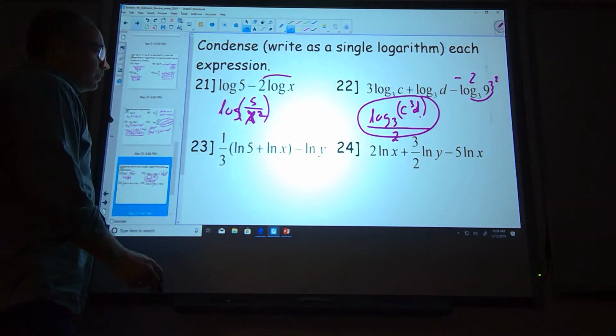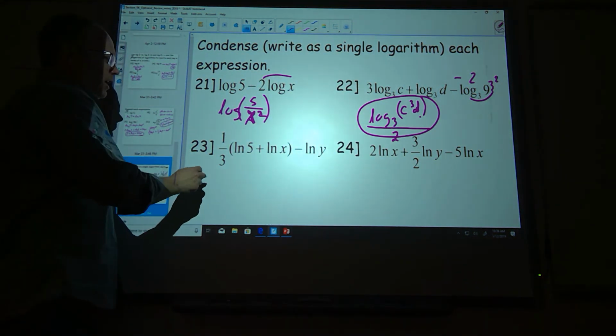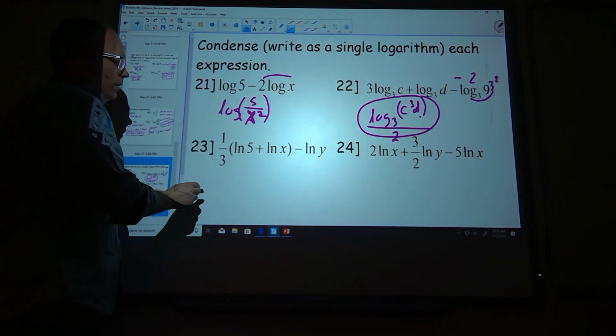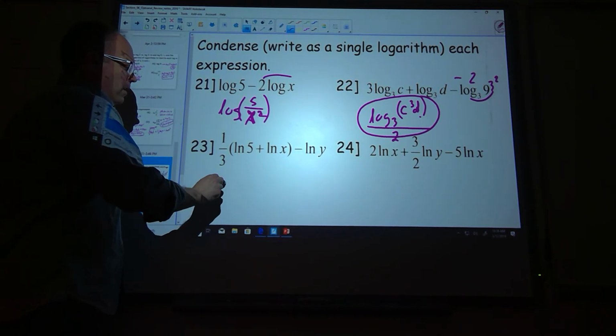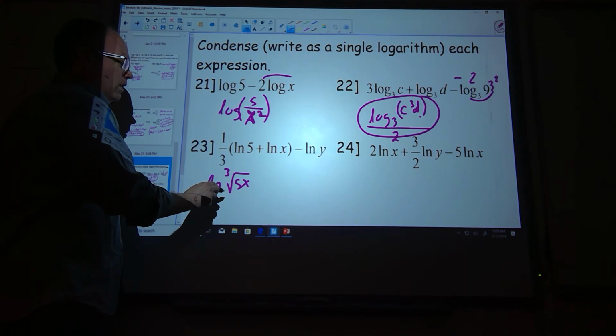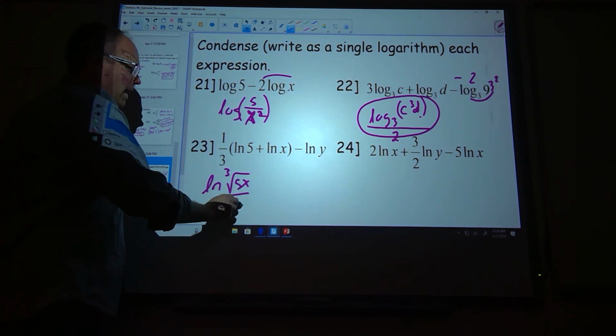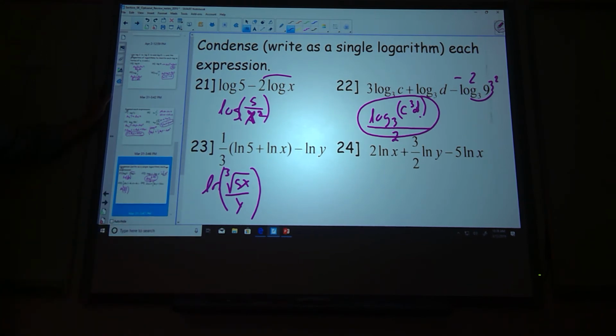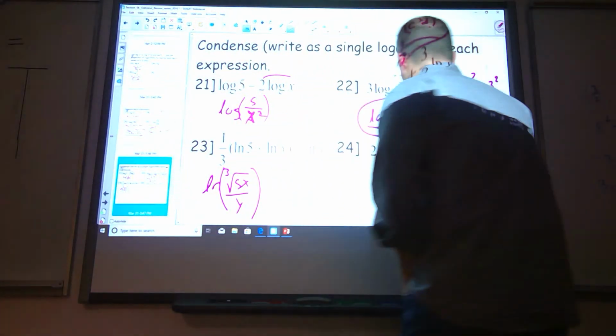This is our last slide, by the way. Let's see. Condensing this, I'm going to get ln of the third root of 5x over y. I guess I could put that whole thing in parentheses. That worked out nicely. Minus. Everyone good with that? That starts to make sense.